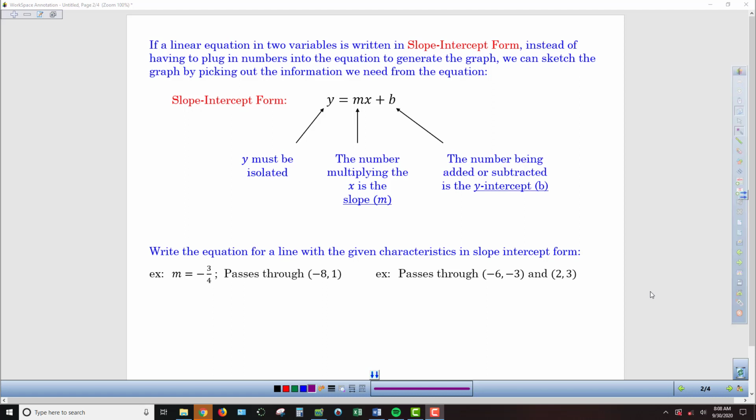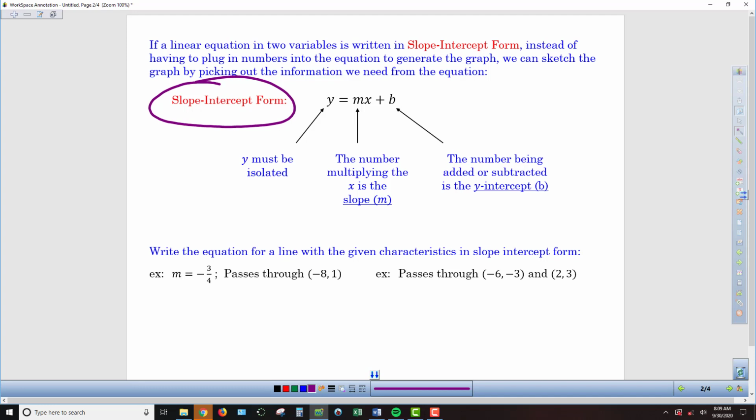When writing the equation of a line, there are two formats of an equation that are convenient in that we can just look at the equation and take all the information that we need to be able to sketch the graph. And the first of those is slope-intercept form. When an equation is written in this y equals mx plus b format, we can see the two pieces of information that we need to graph.